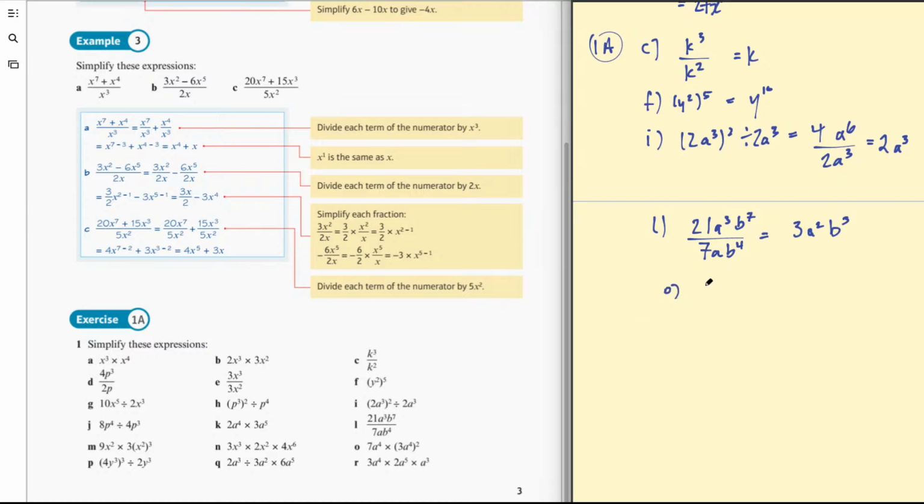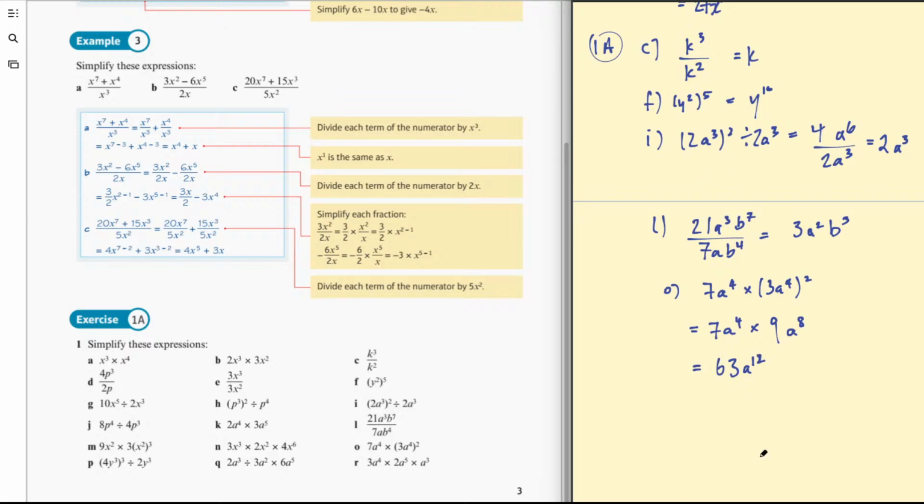Okay, O, 7a to the power 4 multiplied by 3a to the power 4 squared, all squared. Well, let's leave that first term as is. And then we have to square everything in these brackets. 3 squared is 9, a to the power 4 squared is a to the power 8. And then we have 7 multiplied by 9 is 63. A to the power 4 multiplied by a to the power 8 is a to the power 12.